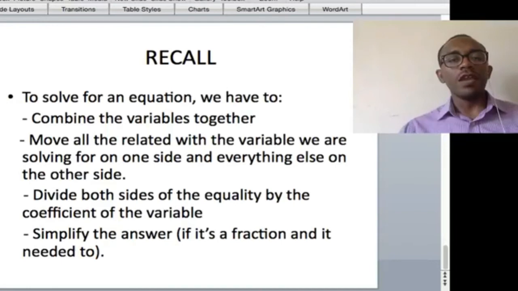So let's recap again. How do we solve a linear equation? First, we combine all the variables together. We move all the terms related to the variable we are solving for on one side, everything else on the other side. Divide both sides of the equality by the coefficient of the variable, and last but not least, simplify your answer, if it's a fraction and needs to be simplified.